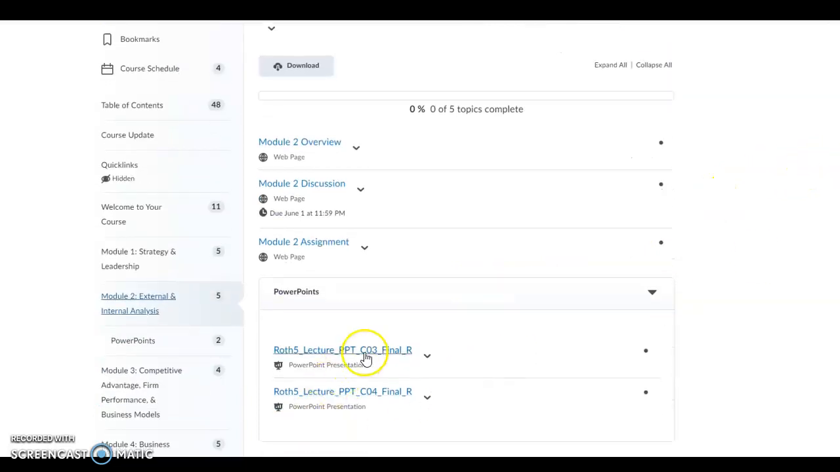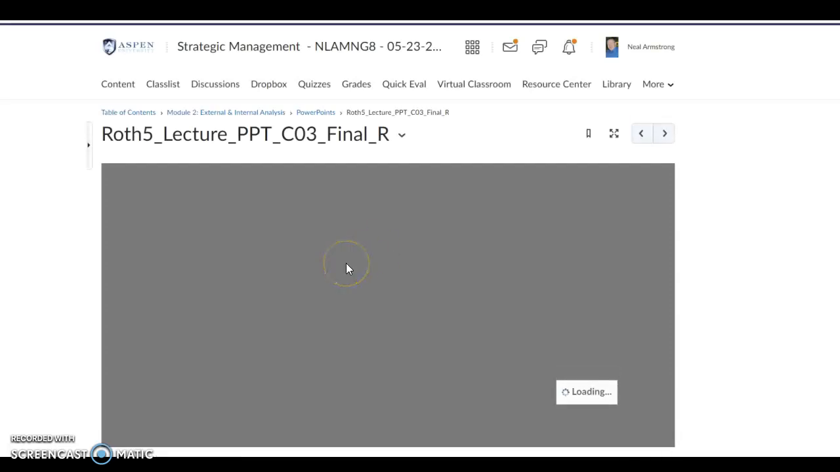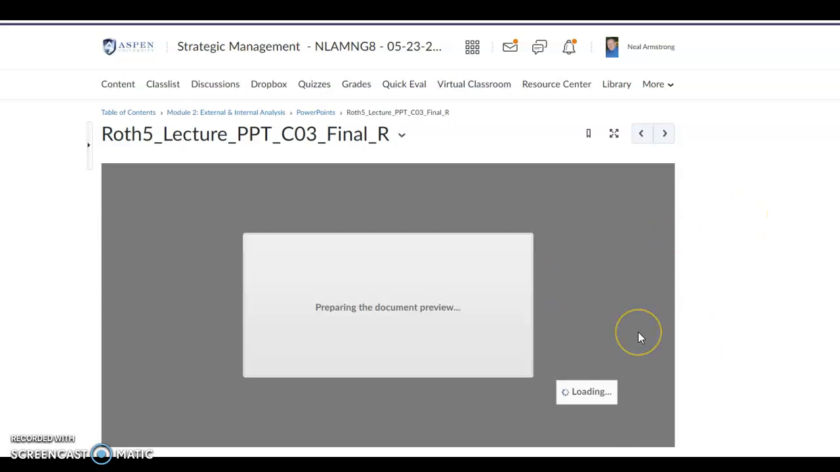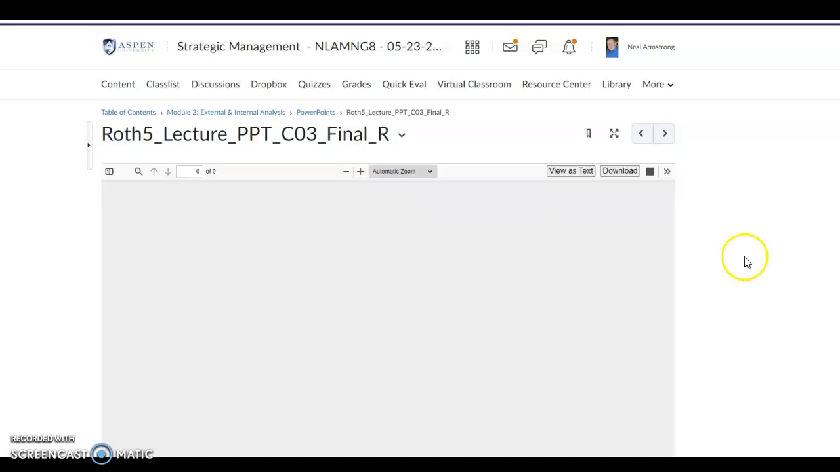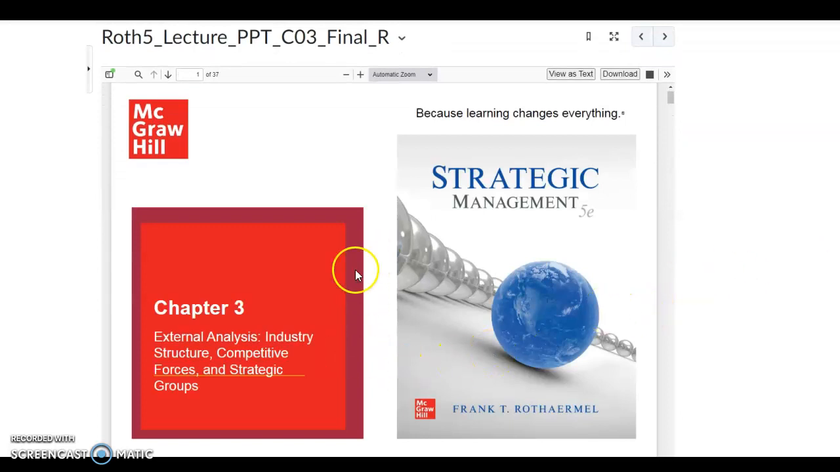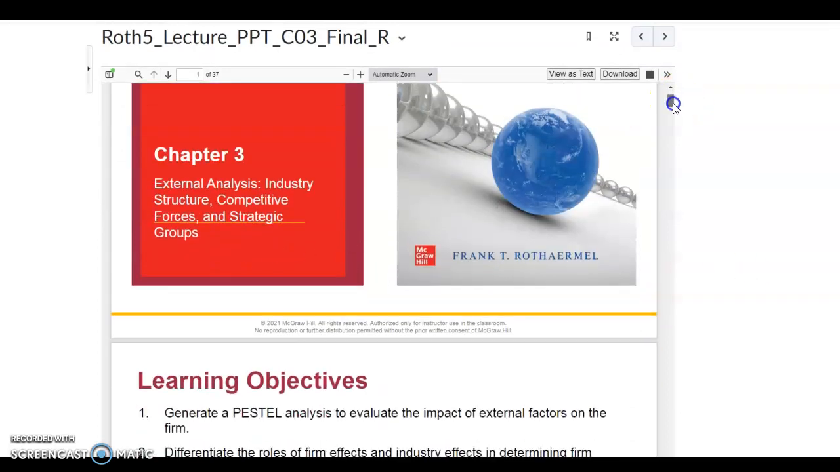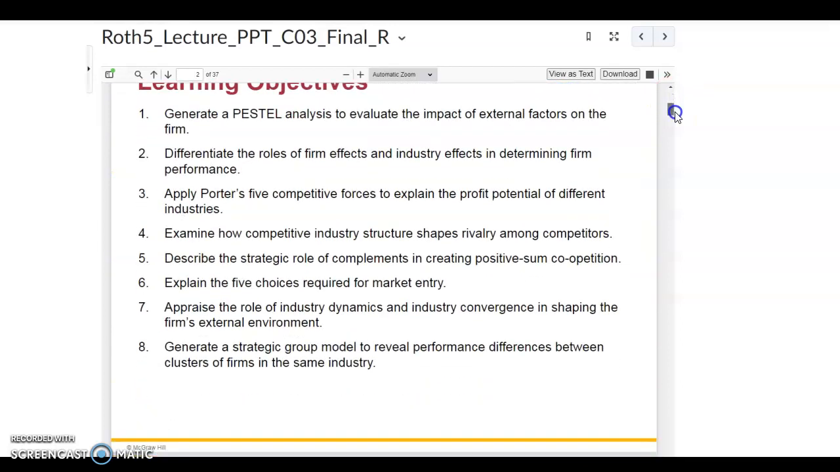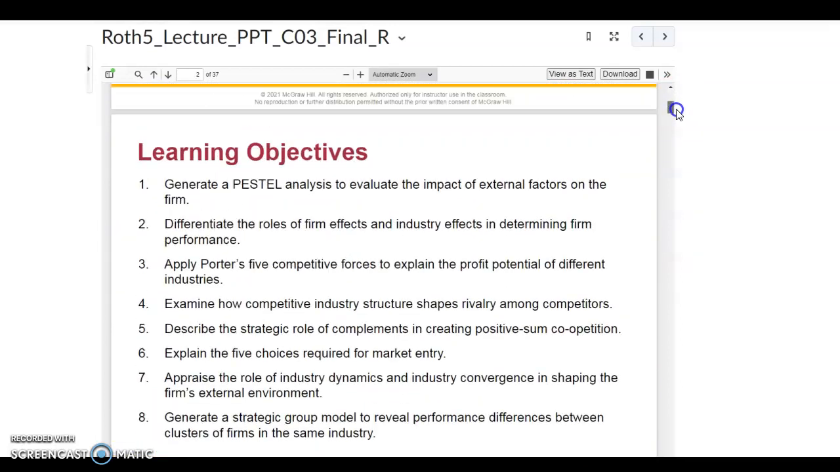Let me go ahead and click on one of them real quick so I can see what we have here for you. Let's see, come on, print the documents. Hopefully you don't have this problem where it takes a while to load, but these are PowerPoints from the Rothenberg textbook we have. It's going to give you the objectives and let you know exactly what's going on.